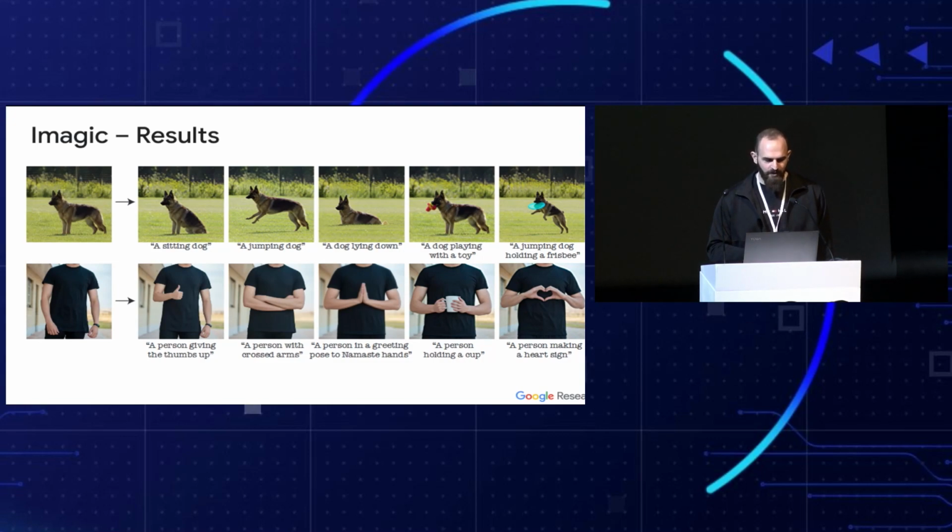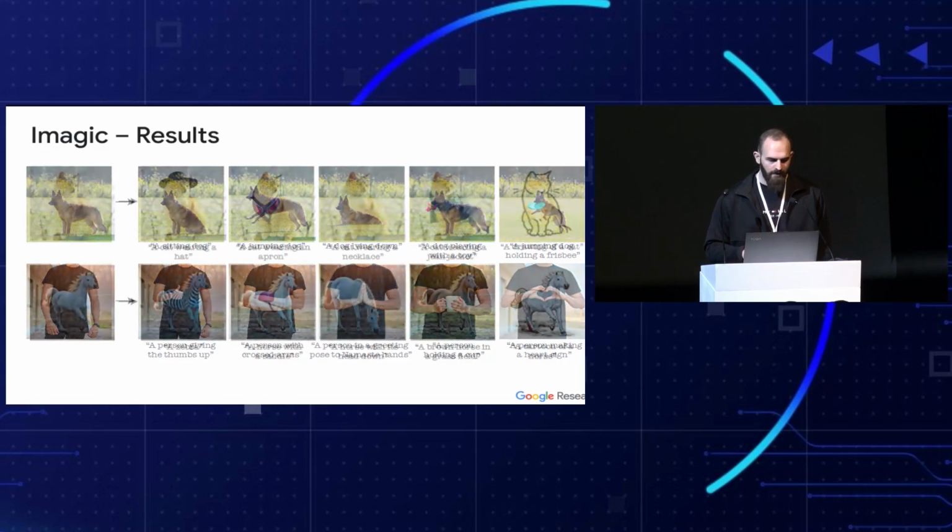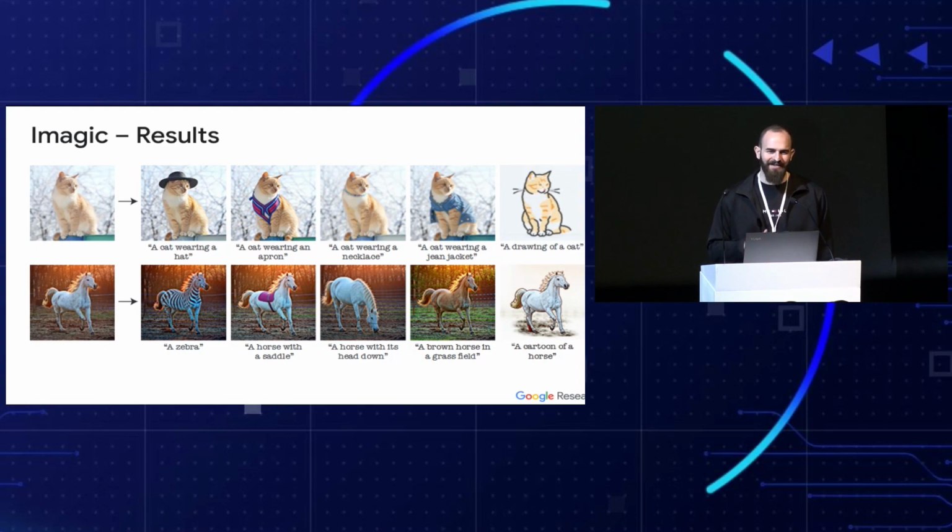You can also do the same thing for this person picture, where we can do a variety of hand positions, even sometimes adding an object, such as the cup here. If you don't like dogs, we also have cats, so we can add a variety of different items to the cat, a hat, an apron, and even turn it into a drawing. Same goes for the horse, which can turn into a zebra, give it a saddle, or turn it into a cartoon. And this is actually pretty nice that we can do both style edits, such as turning a photo into a drawing, and also do non-rigid complex edits, such as having the horse with its head down.